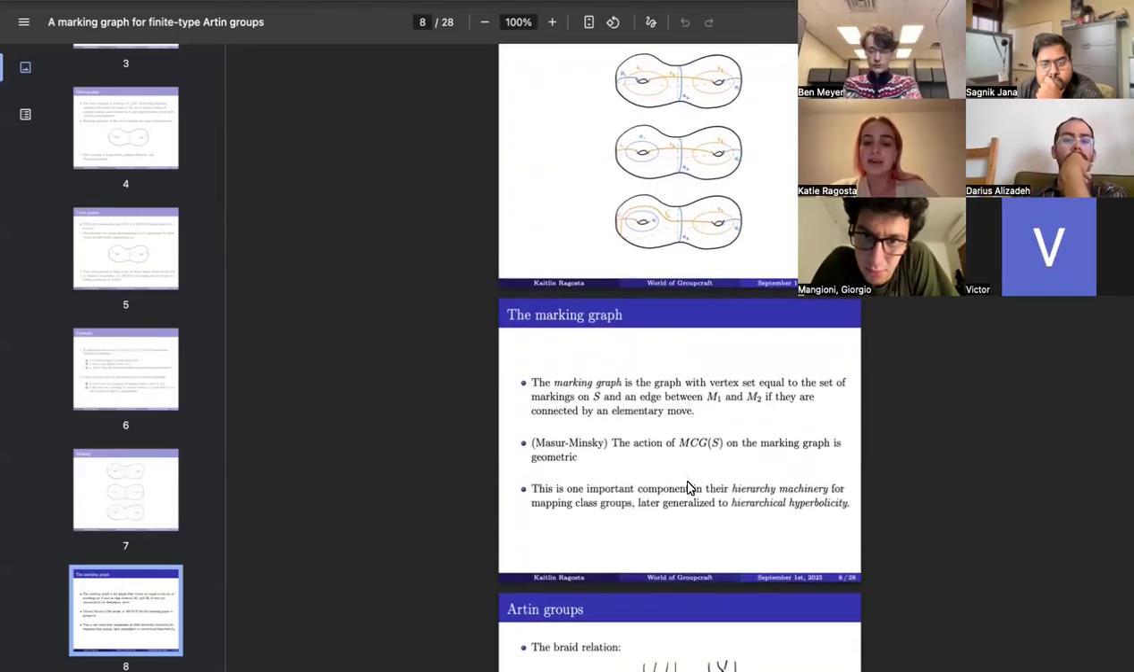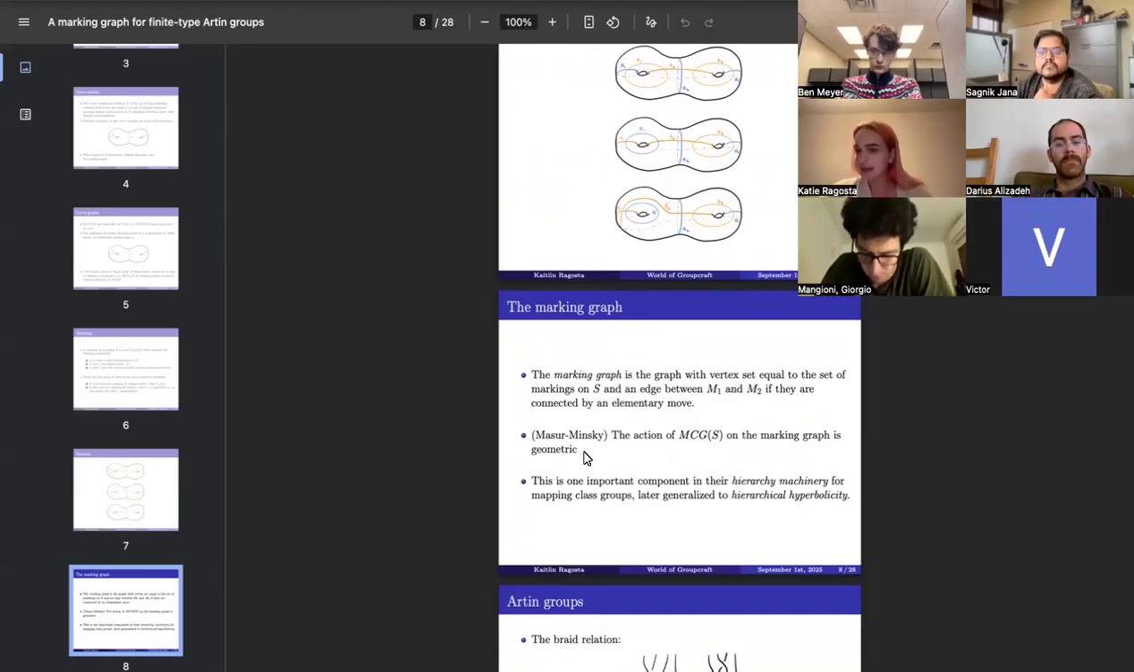And they were then able to define the marking graph. So the marking graph is a graph where a vertex is a marking, and two markings are connected by an edge if they're connected by one of these elementary moves, so either a twist or a flip. And they proved that the action of the mapping class group on this marking graph is geometric. And so importantly, that means that there's a yes to our question, and vertex stabilizers are finite.